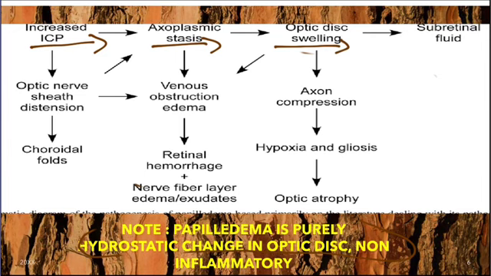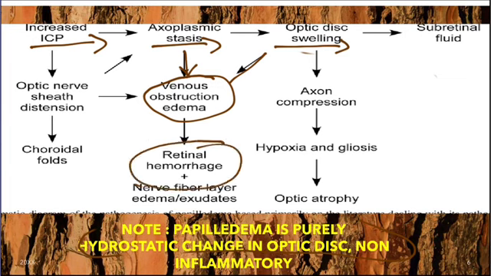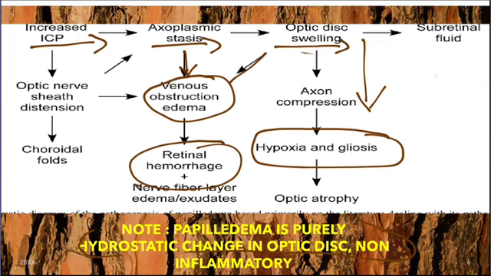And due to axonal stasis and optic disc swelling, there is a venous obstruction, which will lead to secondary vascular changes such as retinal hemorrhage. So whenever there is a chronic papilledema, chronic axonal compression, and finally hypoxia and gliosis, which will lead to optic atrophy. Note: papilledema is purely hydrostatic change in optic disc, which is non-inflammatory.